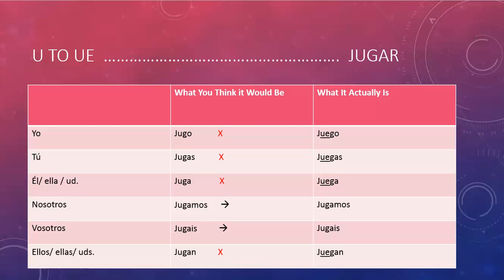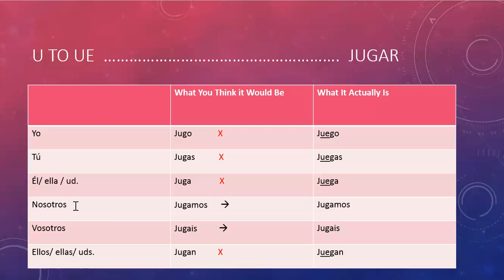So, if this were a normal verb, it would be yo jugo. But that can't be the case, because jugo means juice, right? So since this is a U to UE stem changer, this U right here is now going to become UE. So, it becomes juego. Tú, we would think would be jugas, it becomes juegas. Ella, usted, you would think would become juga, but that is not the case. It becomes juega.